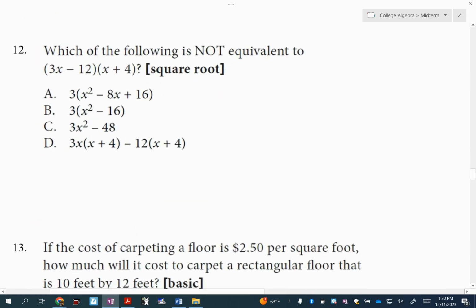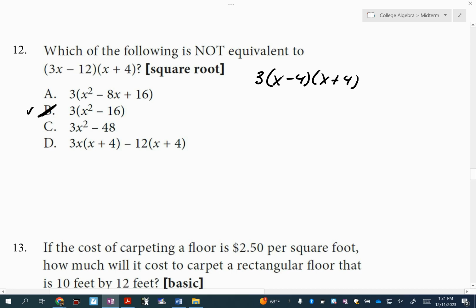Number 12, which of the following is not equivalent to 3x minus 12 times x plus 4? So what you could do is you could multiply it all out. You could also choose all these answers and multiply them all out to see if it matches. You could also do some factoring. It's your choice. What I'm going to do is I know that if I were to factor out a 3 in that first binomial, I would get x minus 4 and x plus 4. And then I know that when I multiply x minus 4 times x plus 4, I get x squared minus 16. So this one is going to be equivalent, so that's not going to be the answer.